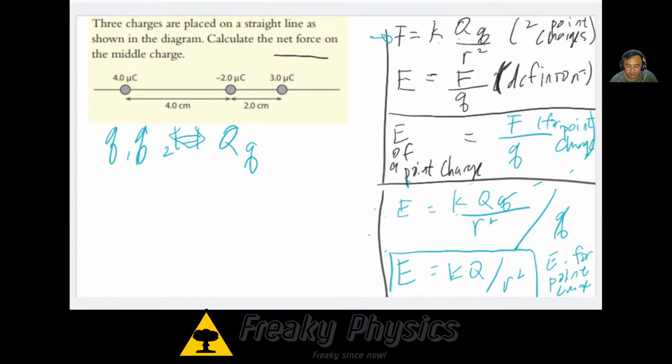Wait, I used two equations. I made two equations. Yes, you have to use the same equation twice. That's correct. You have to do that.